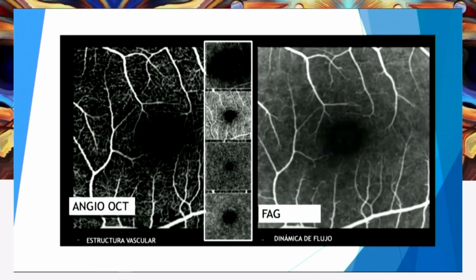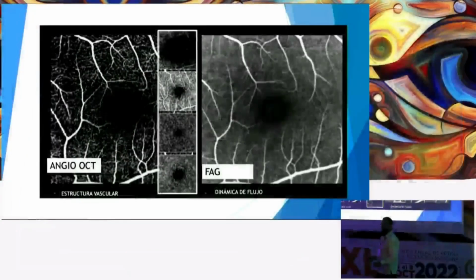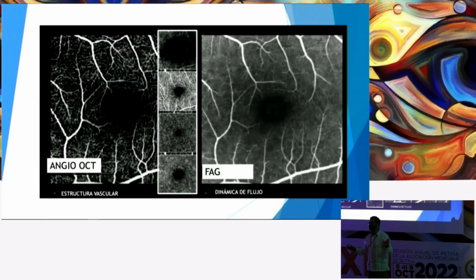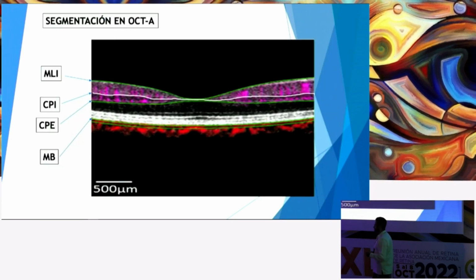Please remember that angio-OCT looks at vascular structure, whereas FAG takes a look at the flow dynamics. It is important to understand this because they both complement one another. Towards the end of my lecture, we will see a few features of one and the other.